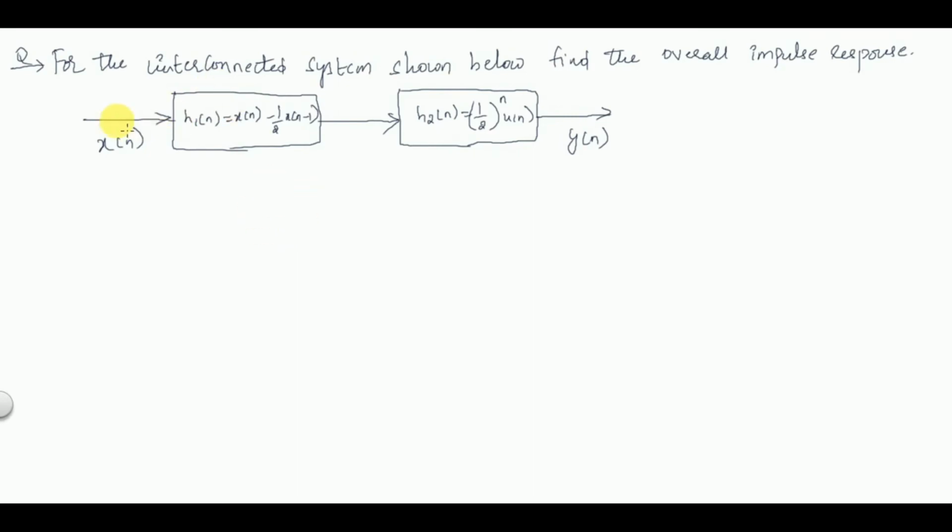So see the second question. He has given the interconnected network and they are asked to find the overall impulse response. Okay, same procedure.